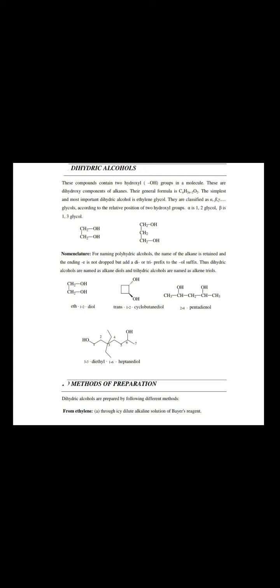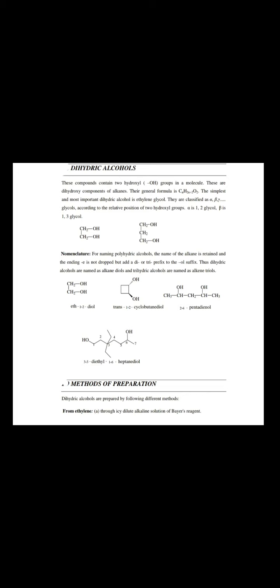Now we discuss dihydric alcohol. These compounds contain two hydroxyl OH groups in a molecule. These are dihydroxyl compounds of alkanes. Their general formula is CnH2n+2O2. The simplest and most important dihydric alcohol is ethylene glycol.